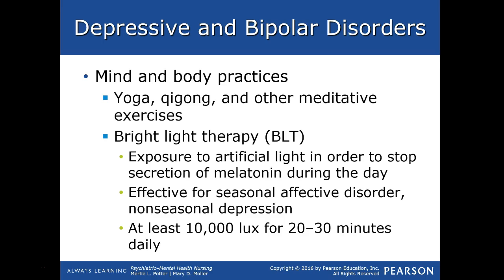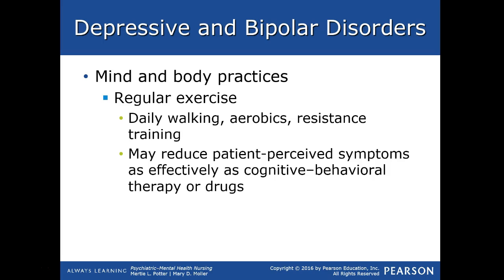There is something called bright light therapy, or BLT. That is not bacon, lettuce, and tomato. That is bright light therapy. Exposure to artificial light in order to stop the secretion of melatonin during the day. Effective for seasonal affective disorder. These are the people that we ask to sit under fluorescent lights. It helps the body stop producing that melatonin and they stop feeling those lulls because, again, melatonin is a sleep enhancer. So we want to stop that and hopefully stop the depression.